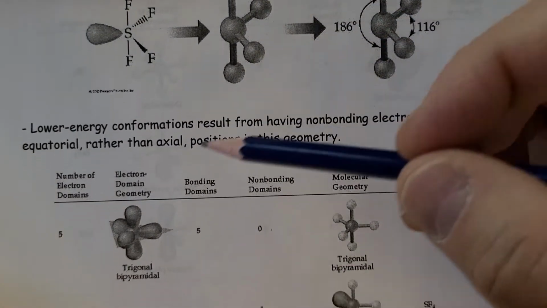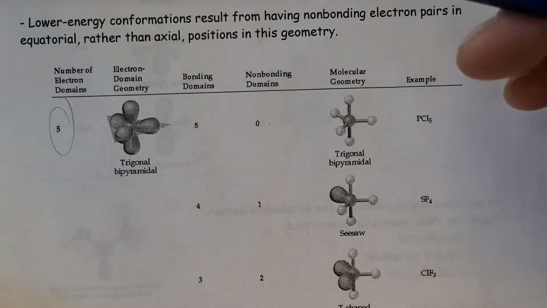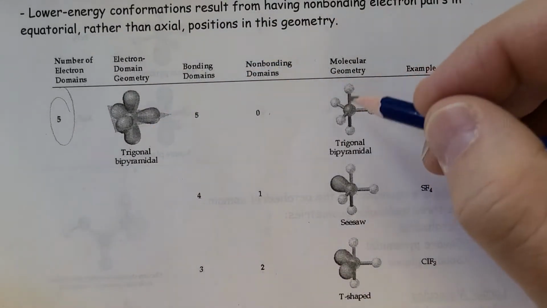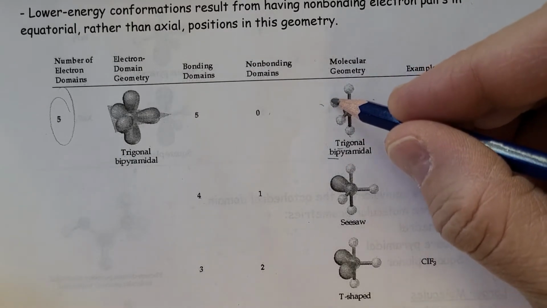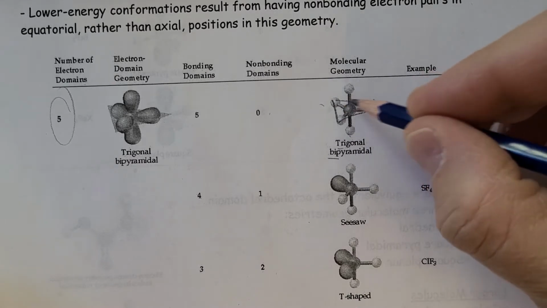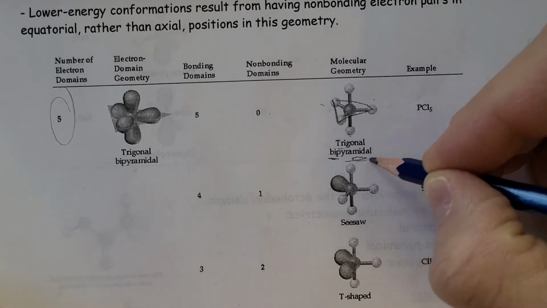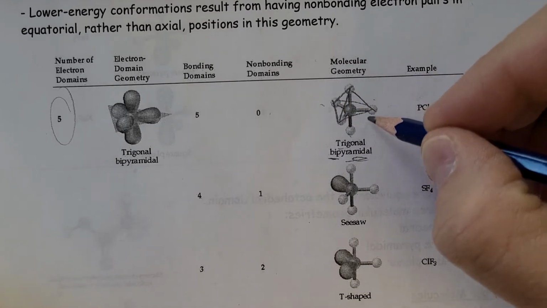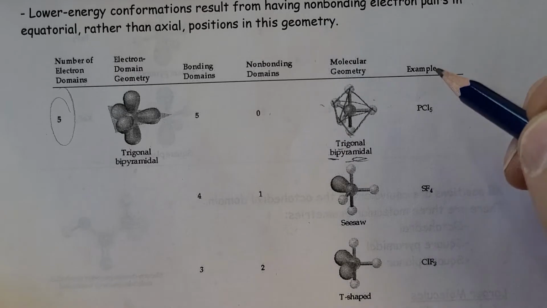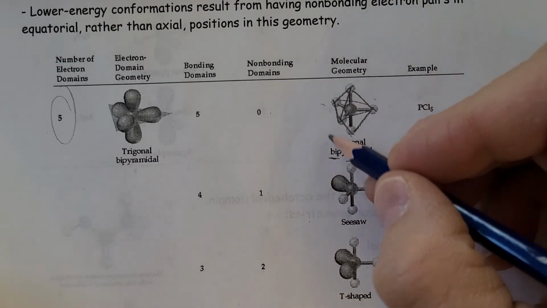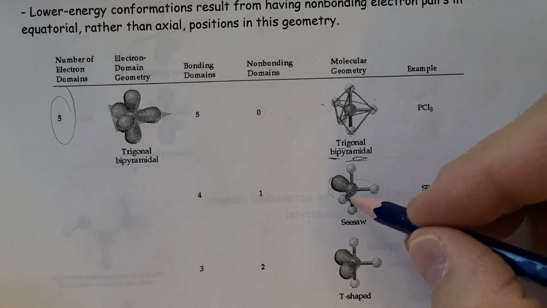Okay, so knowing that, we can jump into something that has 5 domains around the central atom. So, of course, if all of those are bonding, we have a trigonal bipyramid. Trigonal, so we have a triangle shape in the middle, and bi means 2, and then pyramidal, so 2 pyramids with their bases attached together. Now, when atoms are removed, they're removed from that equatorial area there, and we have a seesaw shape here.